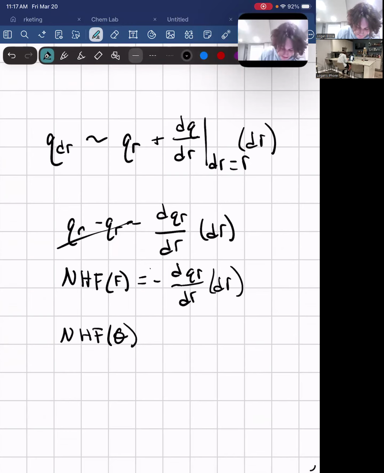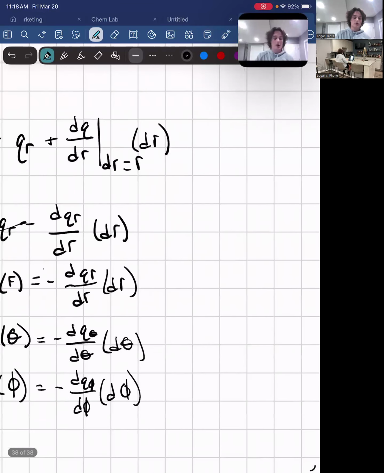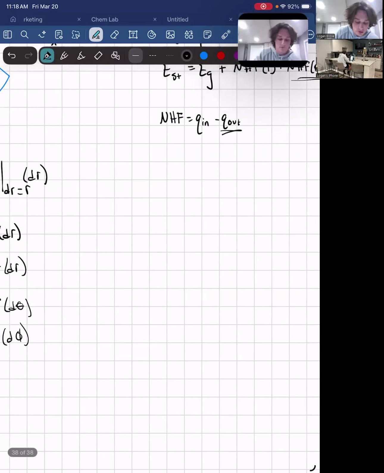I'm just going to write it out because it is the same process as we did here, right? So it's theta equals minus dq theta over d theta times d theta. And then in the phi direction, again, the exact same thing, minus dq phi over d phi times the change in phi, right? And so those are our three net heat flows. Now we don't know what our QR, Q theta, and Q phi are. So now we're going to look at Fourier's law, right?